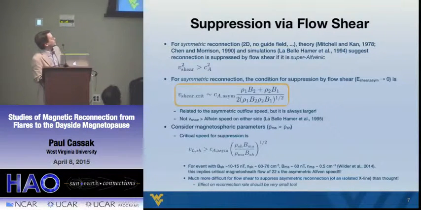So just to plug in numbers to see how this works, there's an event that I'm going to show you in a little bit. Here's magnetic fields and densities. So you can see the magnetic field ratio is about between 4 and 6. And the density ratio is over 100, right? And this is not very atypical. I mean, this is pretty standard. And so if you plug that in and find out how fast the solar wind has to be in order to shut off reconnection, you find that it's 22 times the asymmetric Alfvén speed. So it just says that it's ridiculously difficult for flow shear to shut off reconnection for magnetospheric parameters.